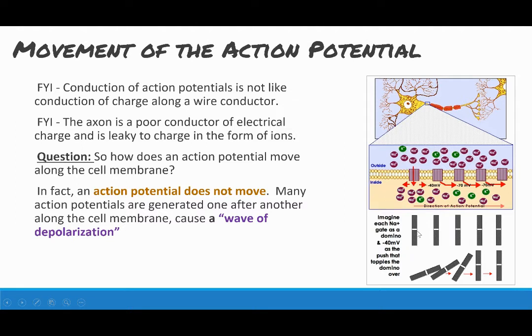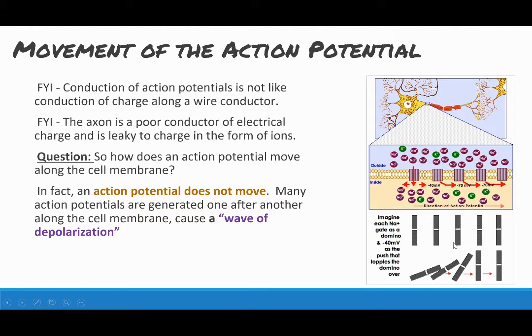Essentially, if this first domino is like an action potential in a localized area where you have depolarization, sodium ions rushing in, then those sodium ions will flow down the axon and trigger an action potential right adjacent to it. In other words, once you knock down the first domino, it's going to fall and knock down the second domino, which is going to fall and knock down the third domino, and so forth.